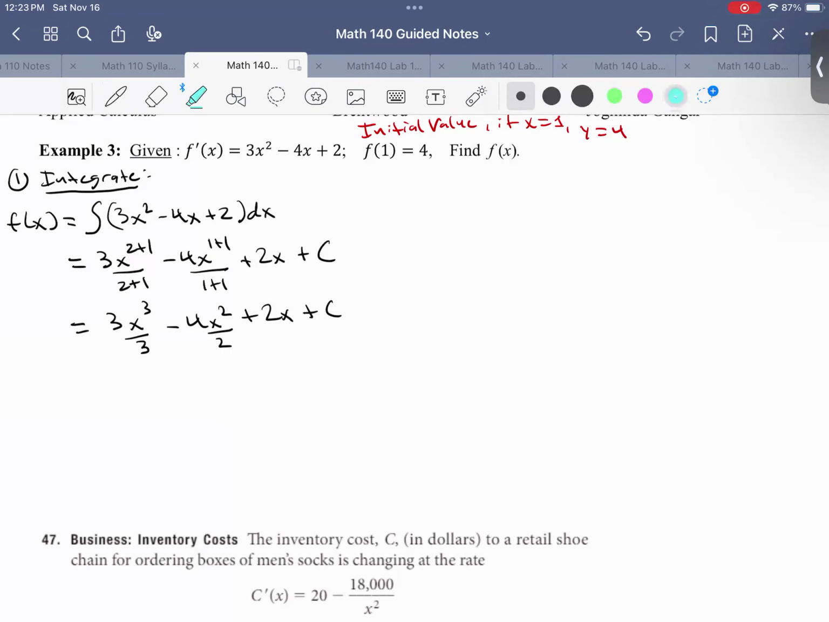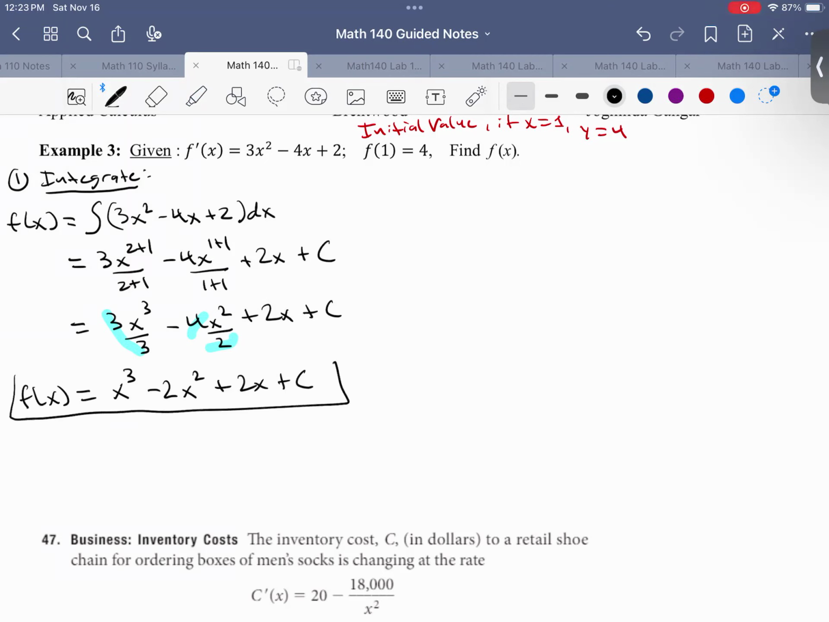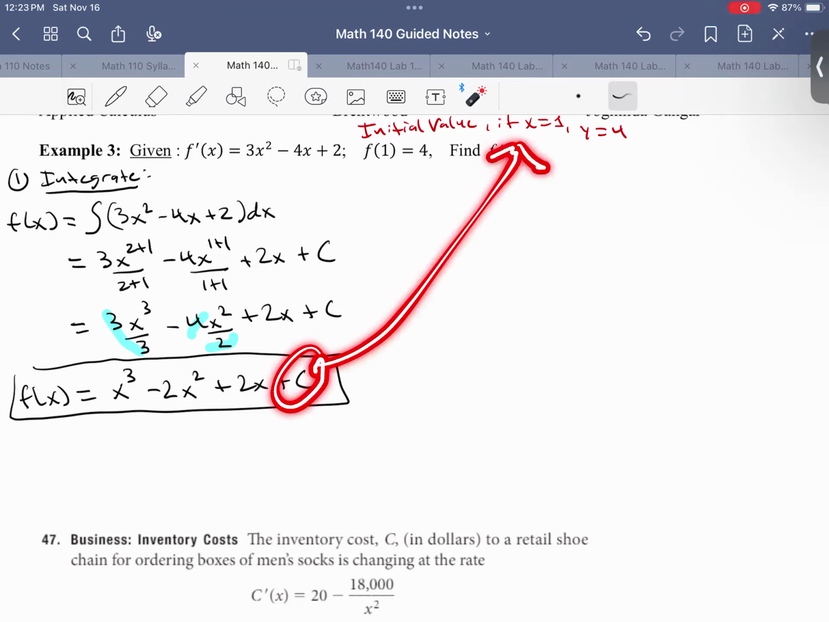If we simplify a bit, we get rid of these 3's, this 2 cancels out, this 4 becomes a 2, and what we're left with is x cubed minus 2x squared plus 2x plus c. So this is almost our function. But here's the catch. We've got to figure out what c is. And figuring out what c is, this is where that initial value is going to help us out.